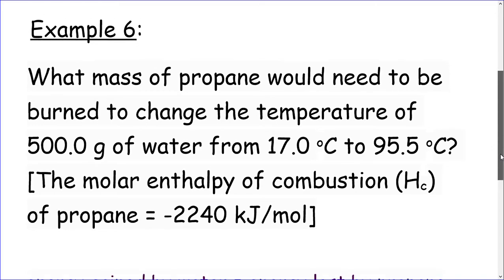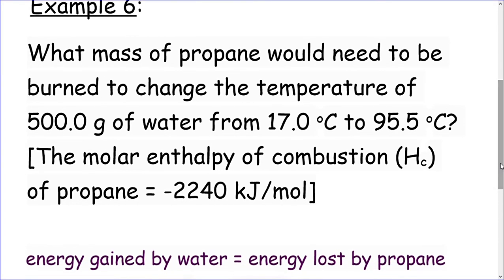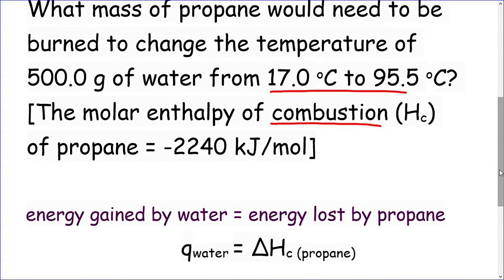So that's really our first step. Energy being gained by water is energy being lost by propane. The energy being gained by water is through a temperature change. It's going from 17 degrees up to 95.5 degrees. So that value, because it's a temperature change, is Q. The energy being lost by propane is due to it being burned off, and that's a combustion, so that's going to be our delta H. The energy being lost, we also have to keep in mind, is going to pick up the negative as well.